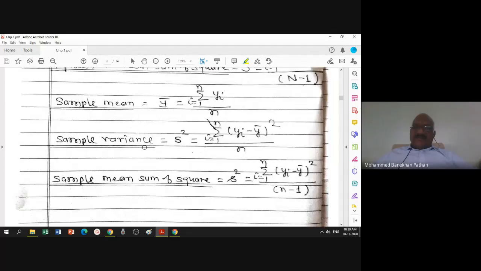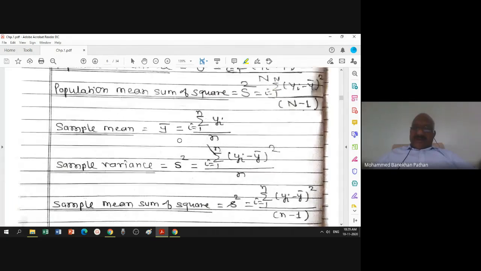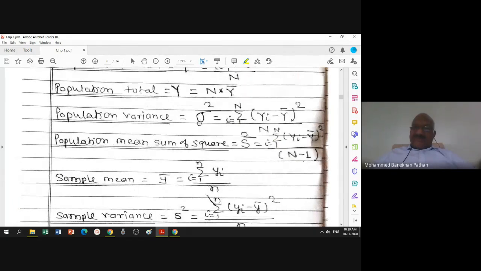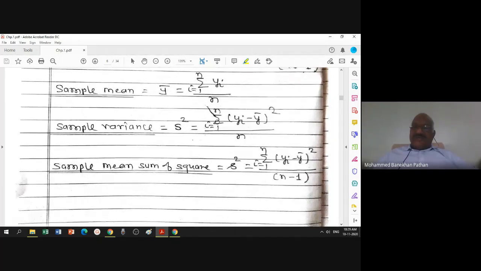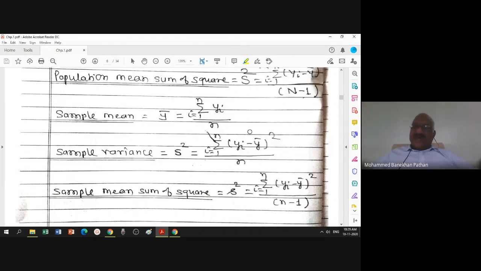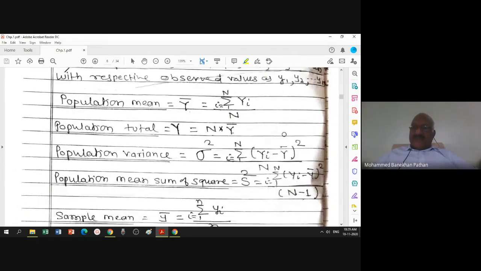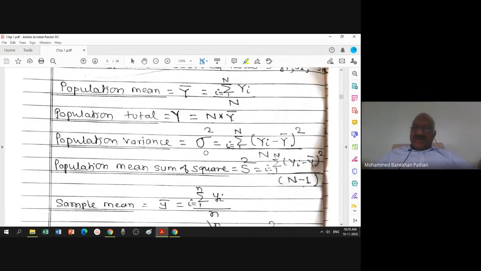Sample variance is denoted by S square, not by sigma square. This is the basic difference in your knowledge as compared to first year. So small s square will be summation yi minus y bar, entire bracket square, upon n. The formula is parallel like this, but the notation is small s square.